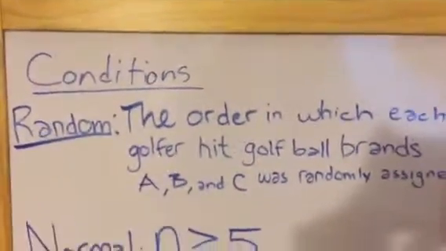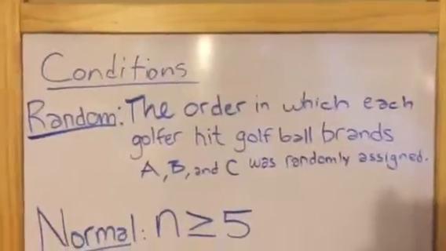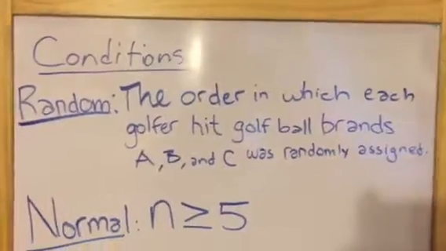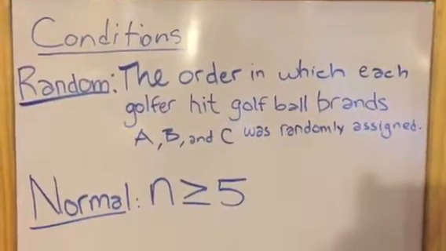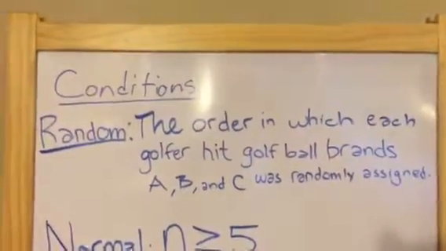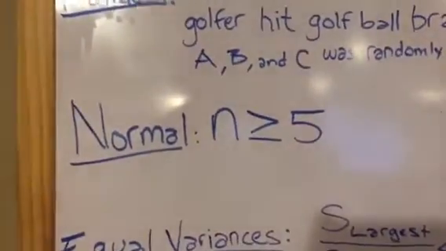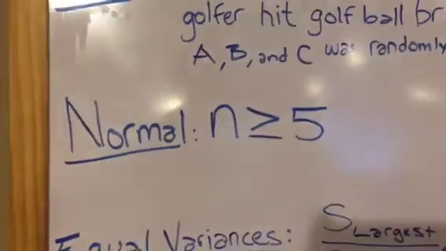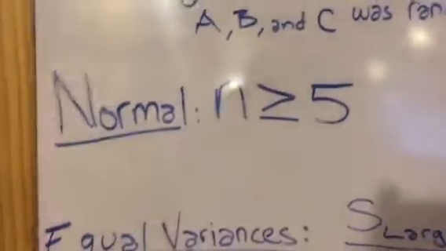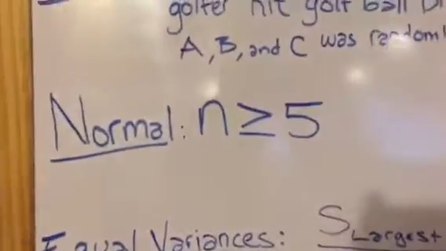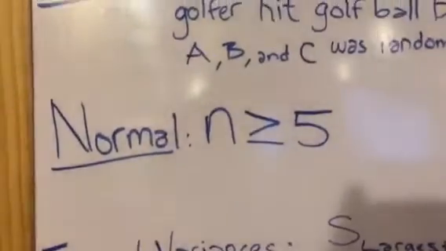The first condition for a one-way Anova test is the random condition, and the order in which each golfer hit golf ball brands A, B, and C was randomly assigned, so this condition was met. The next condition is a normal condition, which is the number of samples has to be greater than or equal to 5, and so since we had 5 golfers, then it's safe to continue.